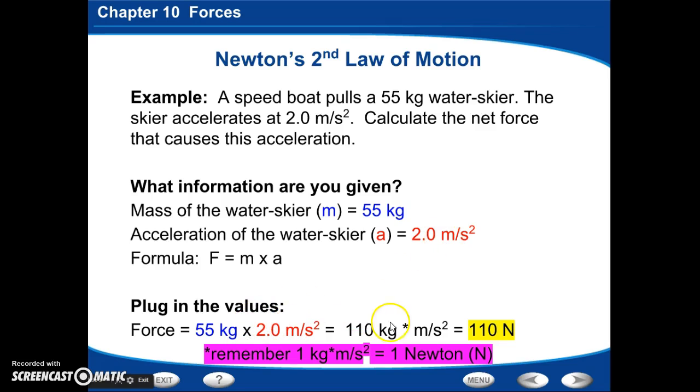If you plug in the values, it's going to be 110 kilograms times meters per second squared, which is actually 110 newtons, because you've got to remember that a kilogram times meters per second squared is equal to 1 newton. And that's it.